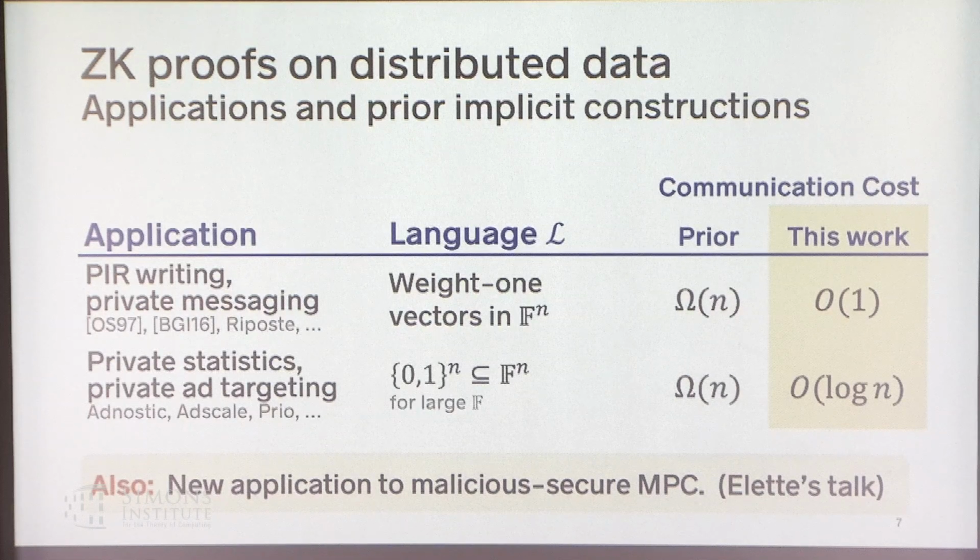The zero-knowledge proofs on distributed data that were constructed implicitly in these prior systems all had communication costs that scaled linearly with the size of the vectors, so linear size proofs. In this work, we show how to reduce the amount of communication to either constant or logarithmic in the dimension of the vectors. And Elette is going to talk about MPC applications as well.